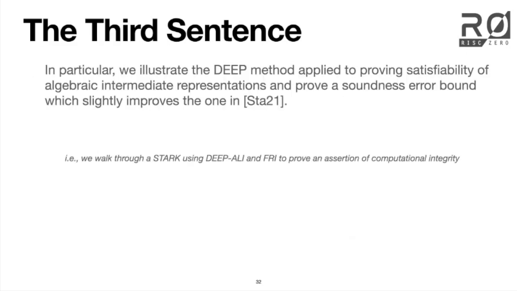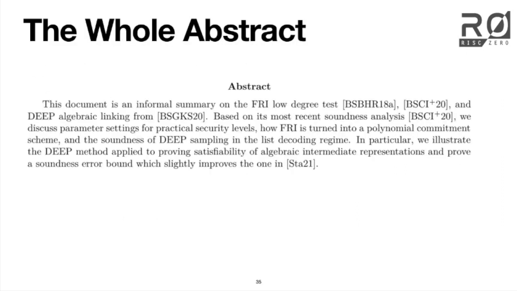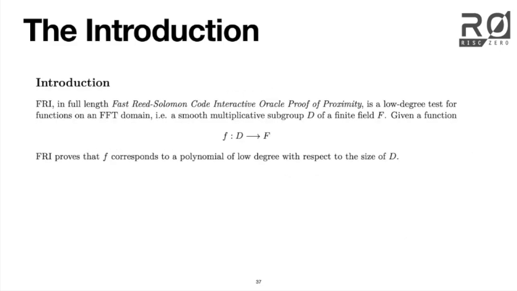So in more intuitive words, we walk through a Stark using deep Ali and FRI to prove an assertion of computational integrity. We show that our security is slightly better than ETH Stark security, at least it needs fewer queries, I guess, is the result there. Let me speed through this a little bit, because I do want to get to the Reed-Solomon code part, which is really the meat here.